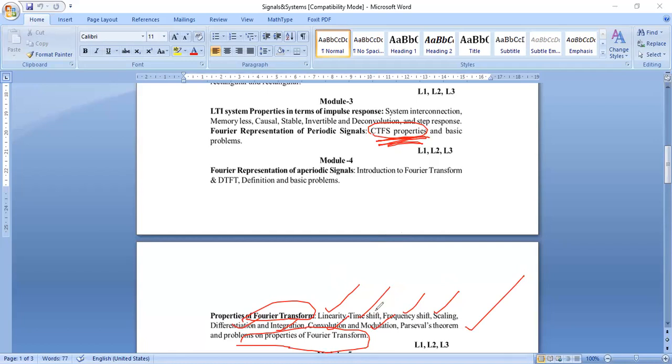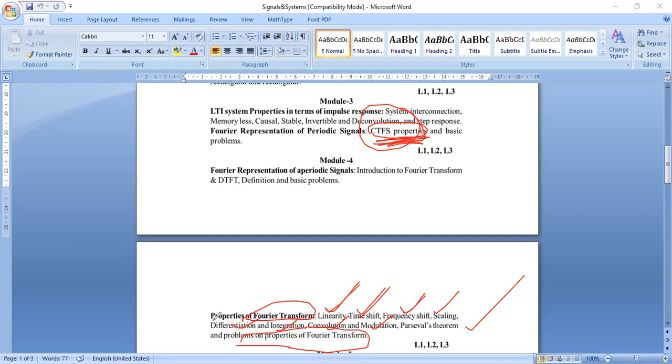The properties notes, I'll be forwarding to you today itself. You can try to solve the proofs, comparing with the previous properties derivation. Then you can try the properties of Fourier transform on your own. And be ready with the problems based on the properties of Fourier transform for tomorrow's class.